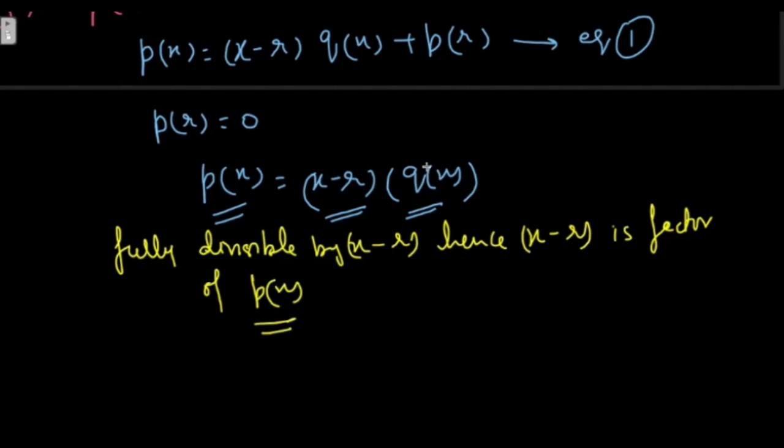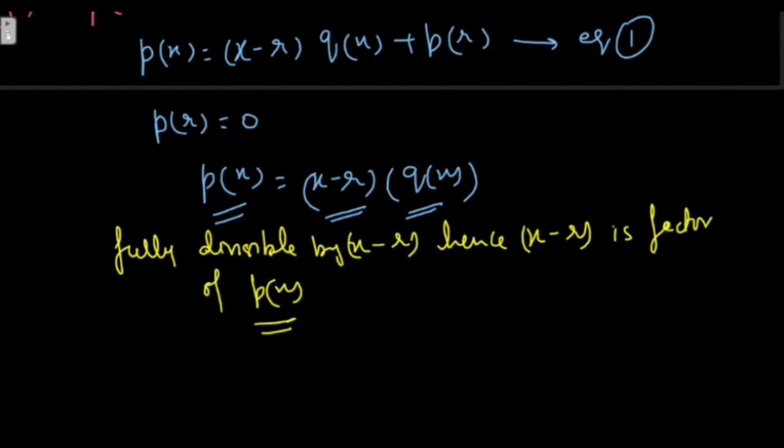So what we have done is that we have used the remainder theorem, and we are given that p of r is equal to 0. This equation comes from the remainder theorem, and then we have said that p of r is equal to 0. So we have substituted the value of p of r equal to 0 in this equation. As a result, we have got p of x is equal to x minus r into q of x, which means that x minus r divides p of x completely, giving us a quotient of q of x, and hence x minus r is a factor.